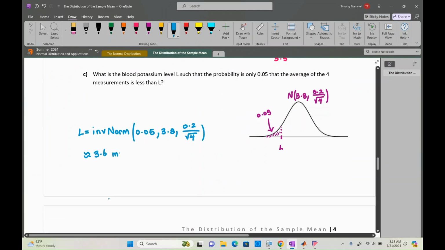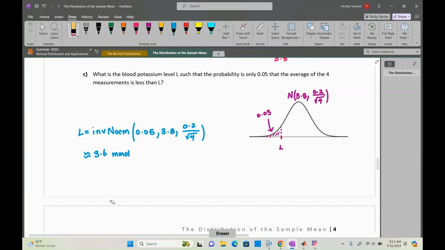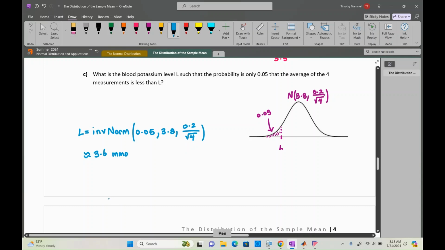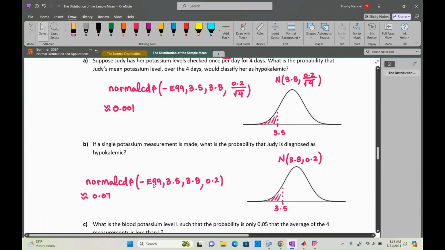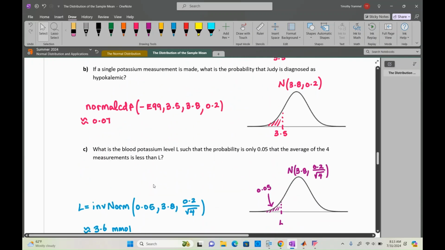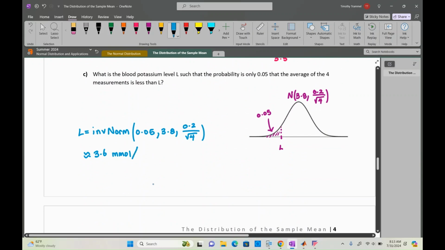What is this? Micromoles. I think it was micromoles per liter. Let me go up and look. Yeah, micromoles per liter. Okay.